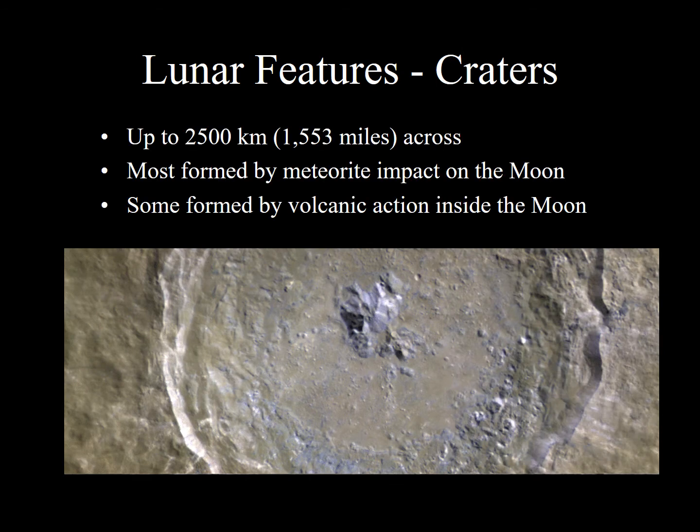The moon is covered in lunar craters. They could be 2,500 kilometers across. Most were formed by meteorites hitting the surface of the moon, and some were formed by volcanic action inside the moon.